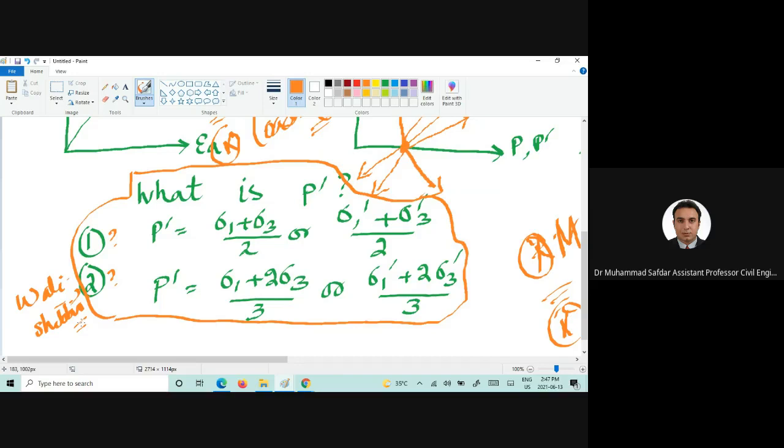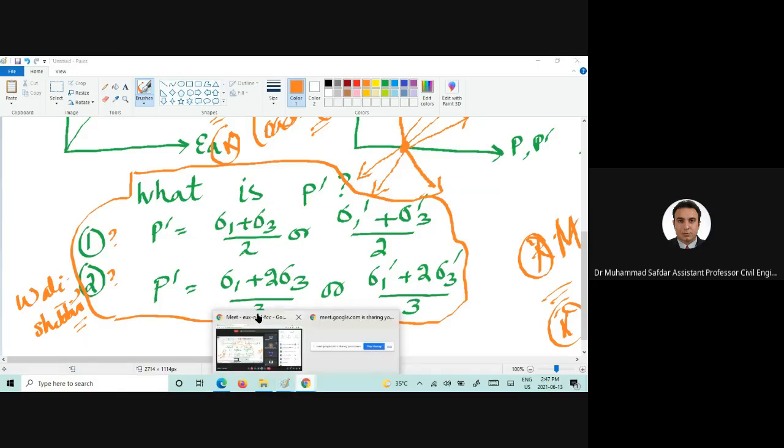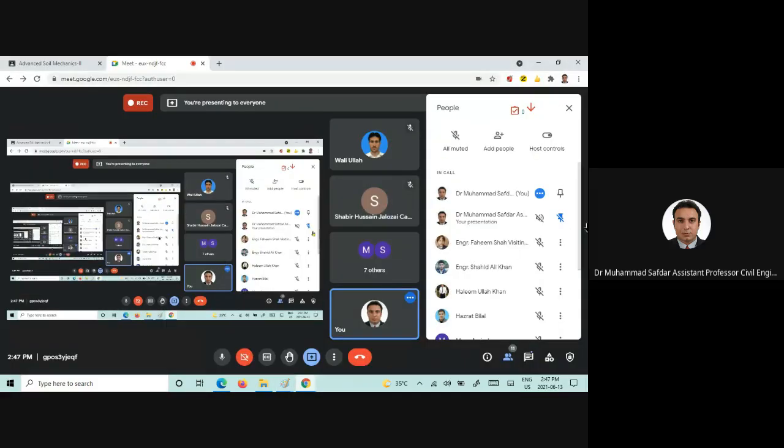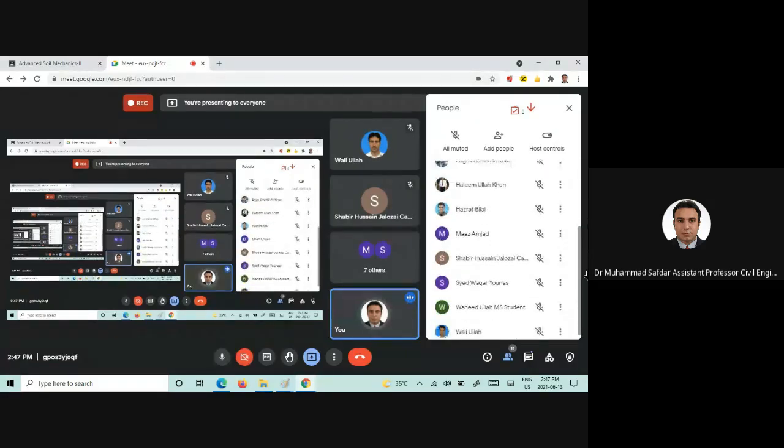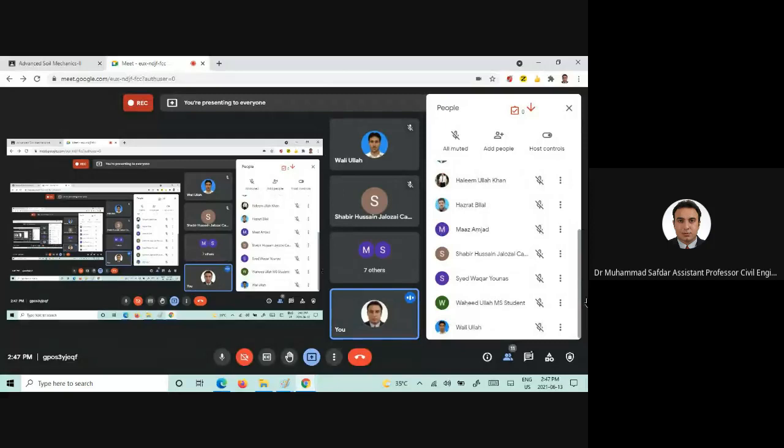Waqar, Fahim, Maz, Shahid. Halim, Hazrat Bilal, Wahidullah.